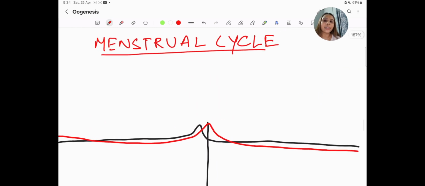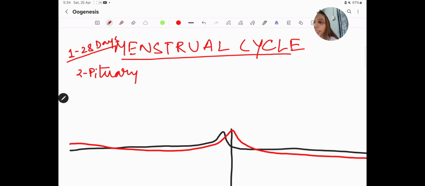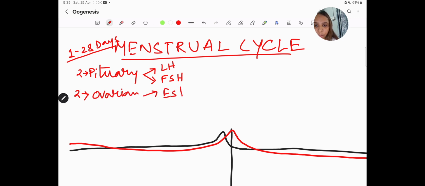This menstrual cycle is a 1 to 28 days cycle, right? We all know that. Basically it's a hormonal interplay. So what type of hormonal interplay is here? It is two pituitary hormones and two ovarian hormones. The two pituitary hormones are LH and FSH, and the two ovarian hormones are estrogen and progesterone.